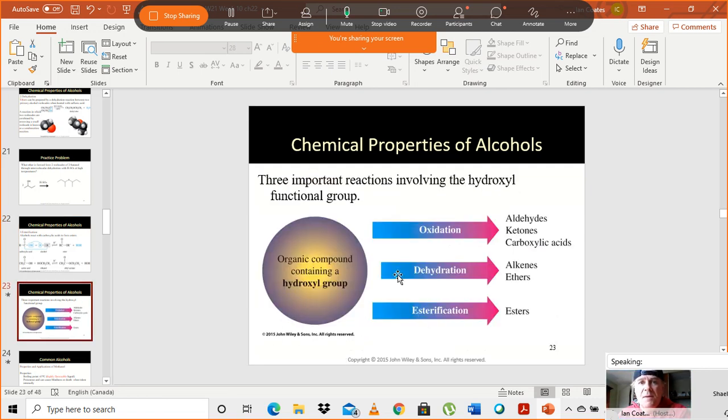So, 3 important reactions involving the hydroxyl functional group. We've got oxidation: primary, secondary, tertiary alcohols. We've got dehydration, where we can form alkenes and ethers. And we have esterification, and that's where we take a carboxylic acid and an alcohol and make an ester.